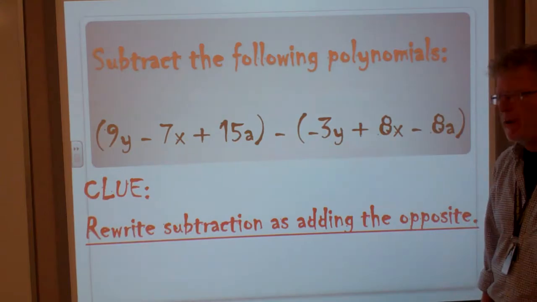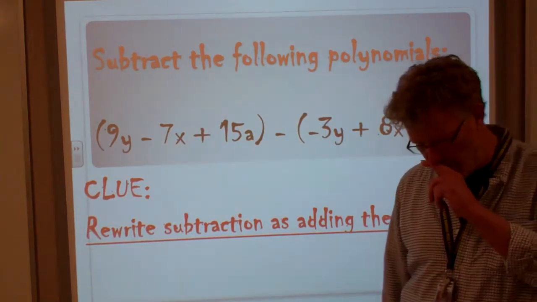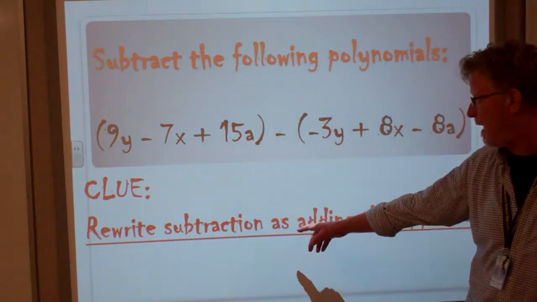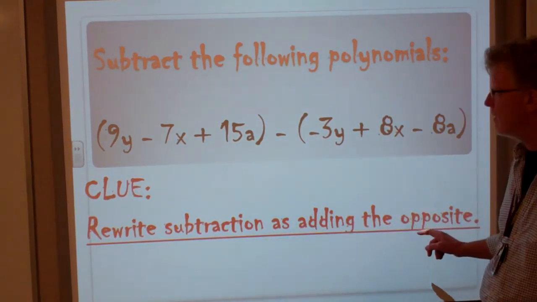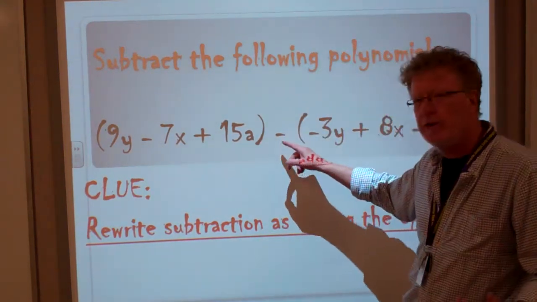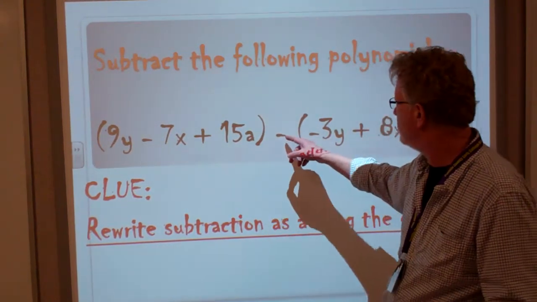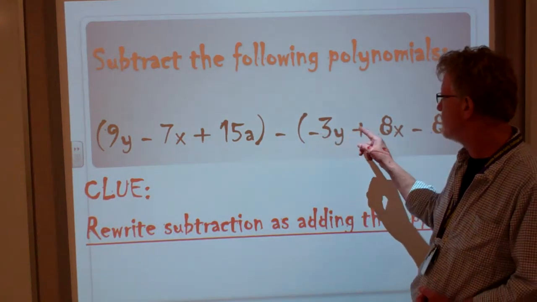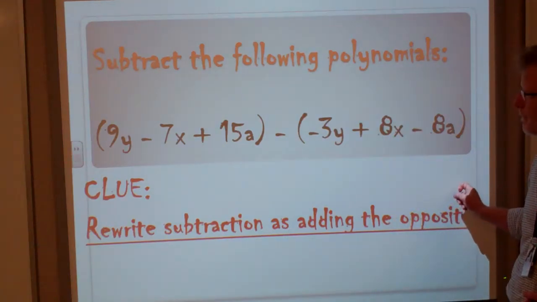Now we're going to subtract polynomials. And here, as you found out in class today, there's a trick to this. We're going to subtract by adding the opposite. Don't let this rattle your fruit tree here, people. What we're talking about doing is switching this subtraction sign to a positive and then switching the signs inside the parentheses. So this becomes positive, negative, and positive.